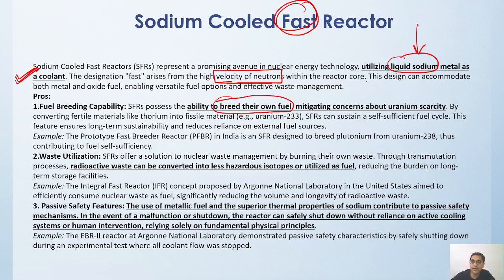So the sodium fast reactor will sustain a self-sufficient fuel cycle. We don't have to keep providing fuel, and we don't have to depend on anyone else for our fuel cycle. That means they have long-term stability. They have the ability to breed their own fuel. In India we have a prototype of a fast breeder reactor where we are designing to breed plutonium from uranium-238. Obviously we are utilizing that. This will further provide us with fuel self-sufficiency.